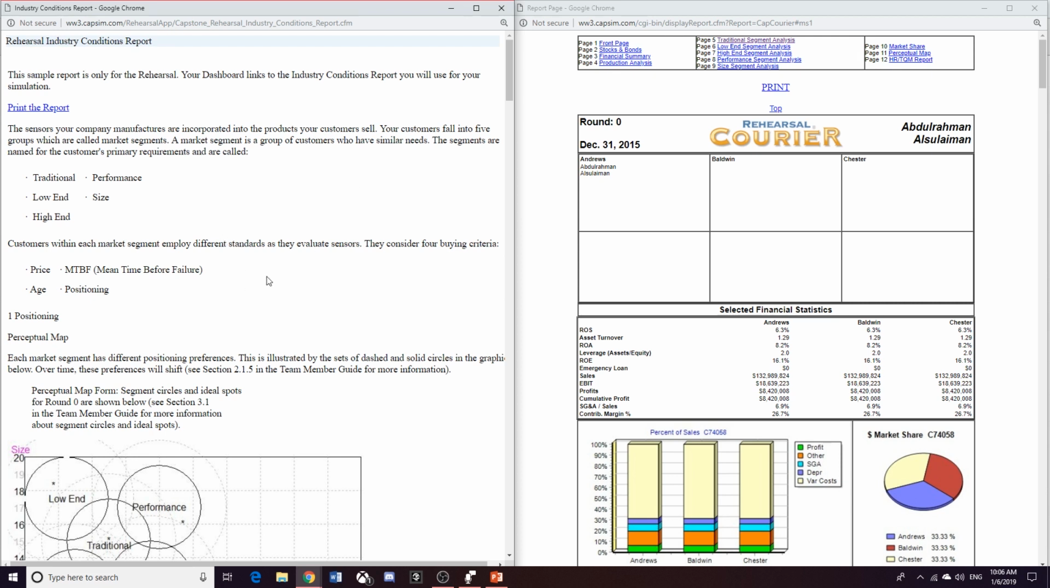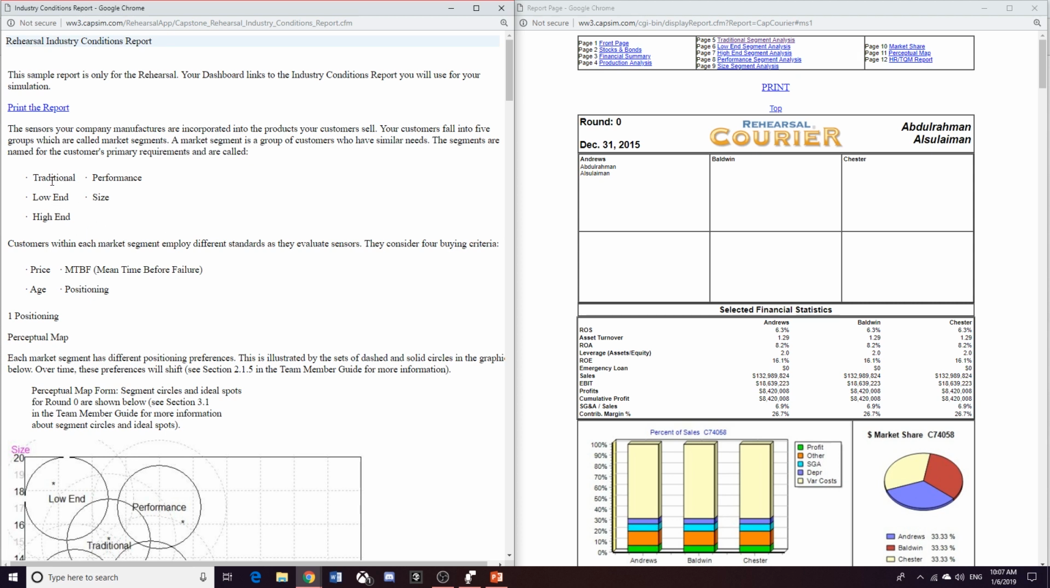Okay, after you open them, you will notice that in the industry conditions report, this part basically tells you what the customer buying criteria is and what each segment means. Here it says the segments are named for the customer's primary requirements and are called traditional, low-end, high-end, performance, and size.